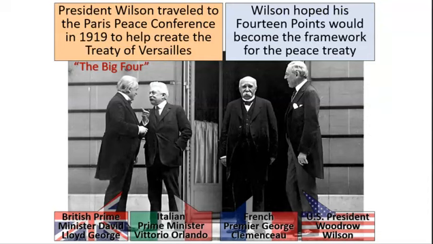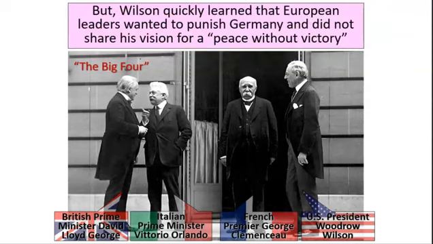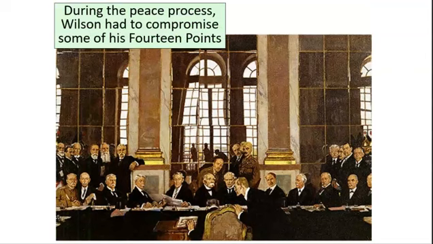Now, all the world leaders that you see there are going to meet in Paris in 1919 at the Palace of Versailles, and eventually they create what's called the Treaty of Versailles. And Wilson, who you see pictured on the far right over there, is going to hope that his 14 points becomes the framework for the peace treaty. But these other three guys didn't share his vision of peace without victory. They wanted to punish Germany.